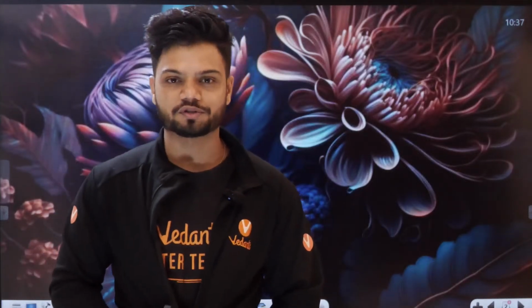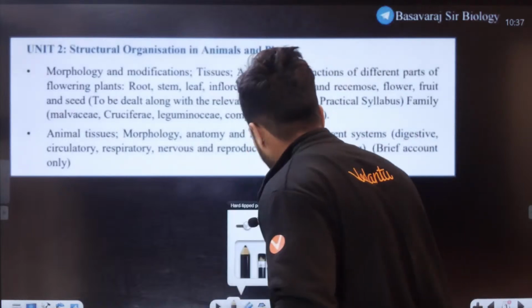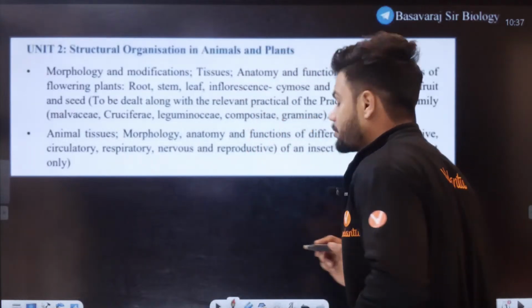Now students, today is going to be one short lecture on the morphology of flowering plants, where we'll be doing the concept plus pre-COVID pattern of questions. Everything is going to happen in one go. I will be using my notes which have been previously used in the sessions, line by line for you to get the entire information.